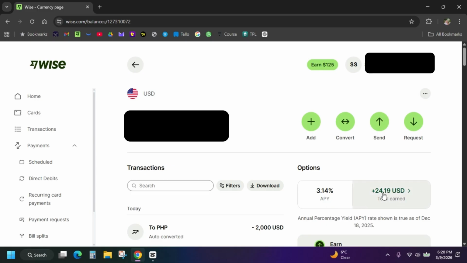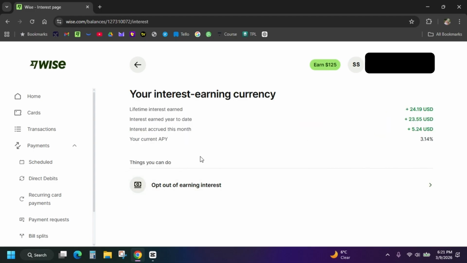And this is what I've earned. I believe if I click this, it'll tell me, yeah, interest earned year to date. So that's just January and February.